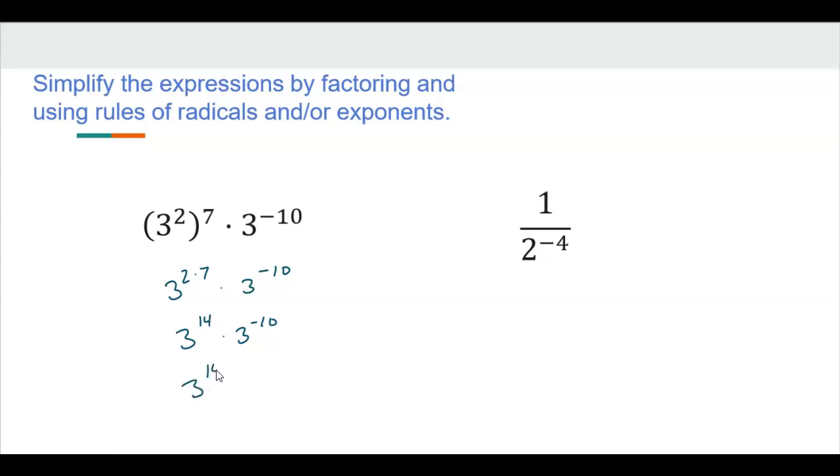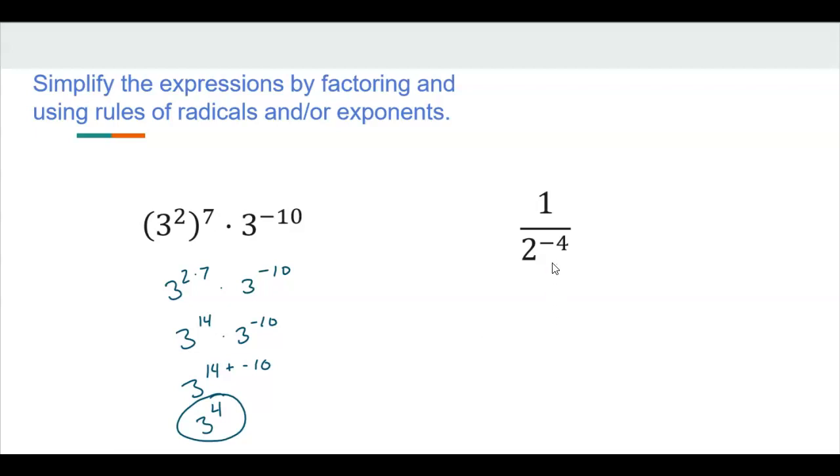So we get 3 to the 14th plus negative 10. 14 plus negative 10 is going to be positive 4. So overall, this simplifies to 3 to the 4th. Much simpler than this mess up here. And how about 1 over 2 to the negative 4th?